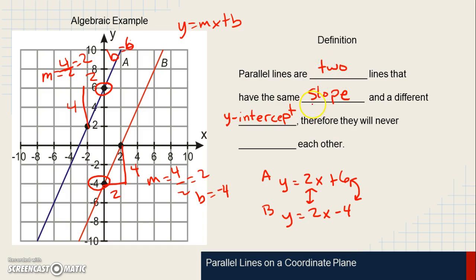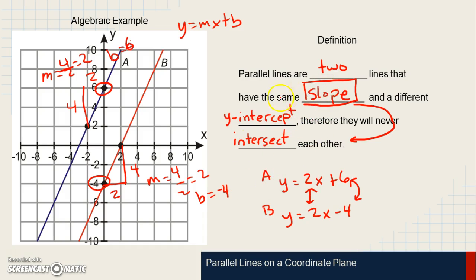And now because these two lines have the same slope, which is the most important part of the definition for parallel lines, they are never going to intersect. And this is an important word to understand when it comes to parallel lines. So the big takeaway here is that when two lines have the same exact slope, they're never going to intersect each other. They're never going to cross each other. It's never going to be a point where line A and line B cross each other because they're parallel.